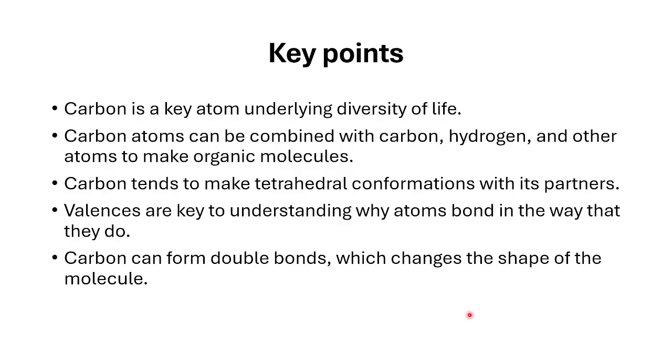So this is the end of this first lecture. I wanted to highlight some key points. First is that carbon is a key atom underlying the diversity of life. Second is that carbon atoms can be combined with carbon, hydrogen, and other atoms to make organic molecules. Third is that carbon tends to make tetrahedral conformations with its partners. Another key point for this lecture is that valences are key to understanding why atoms bond in the way they do. And that carbon can form double bonds as well, which changes the shape of the molecule, such as the way cyclohexane is very different from benzene.